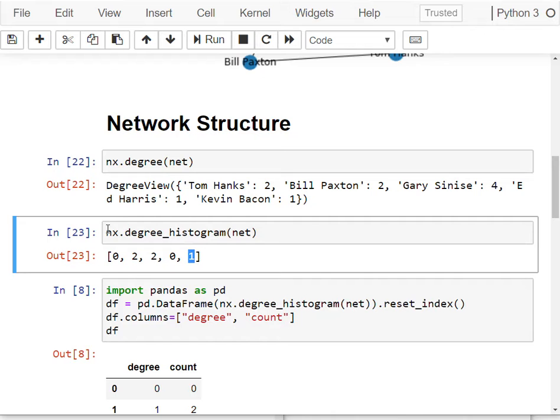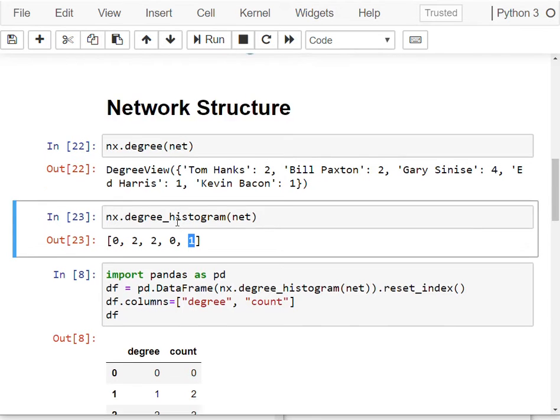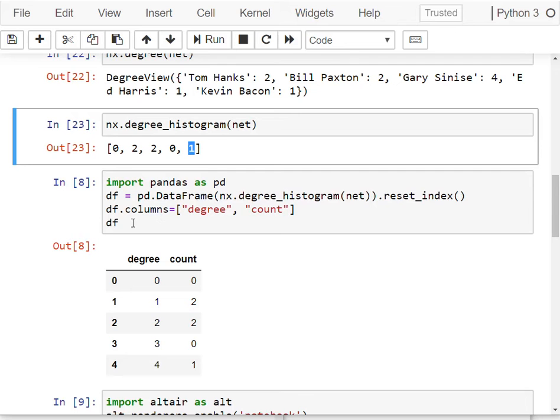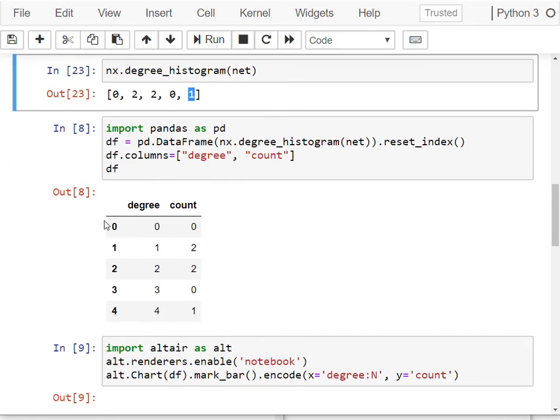And different networks have different degree histograms. For example, networks that contain a large number of hubs have what we call a power law distribution of degrees. Most nodes have lower degrees, but there are some nodes, very few nodes, that have a very large degree. The degree distribution is often plotted as a histogram of the degrees. We can do that if we wish.